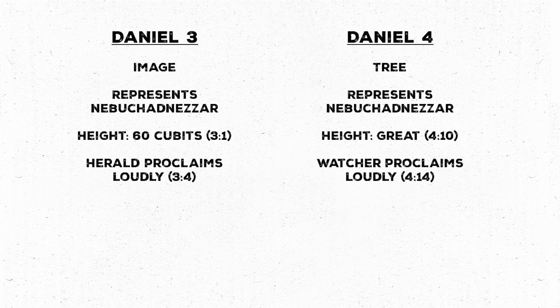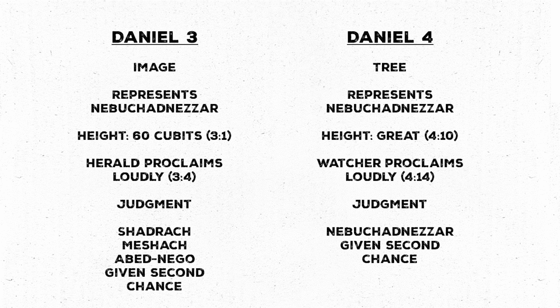So we have 2 chapters right next to each other, and in both chapters there are high objects representing Nebuchadnezzar, and in both chapters someone cries aloud concerning these high objects. And in both chapters judgment plays a role, and people are given a second chance in order to avoid the execution of that judgment. The more you study these 2 chapters, the more parallels like that pop up, and the more you realize that the author placed these 2 chapters next to each other quite intentionally.